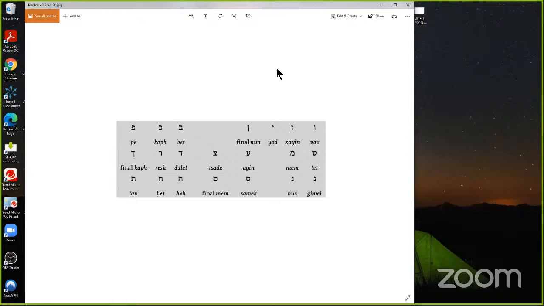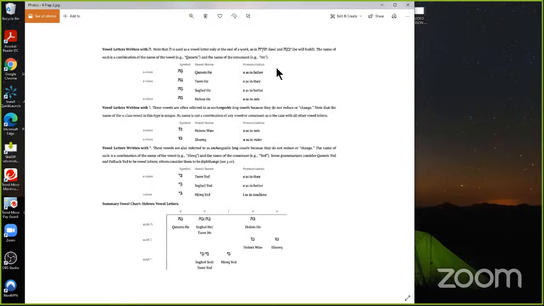Okay. All right. Next slide. Now, this here is going to be a lot of what you guys are going to start getting used to. You're going to see here vowel letters with the hey. You're going to see the vowel letters with the vav, as it's commonly called, the oo or the o. You're going to see with the yod. These three are the main ones you're going to recognize.